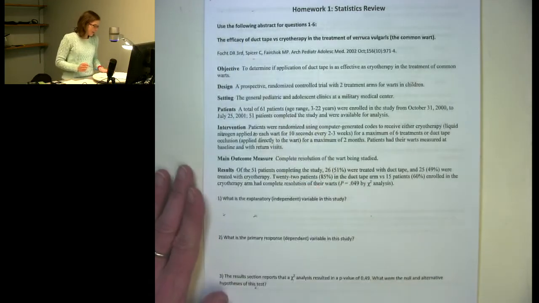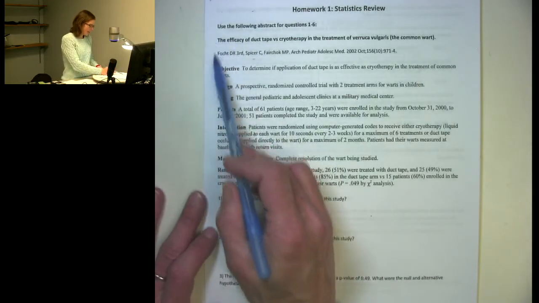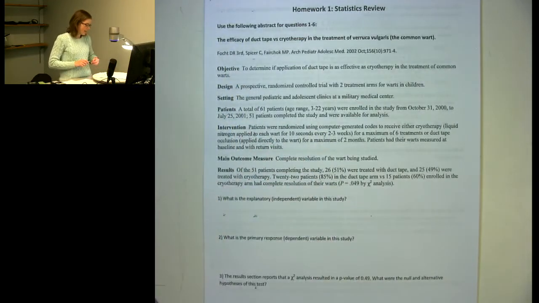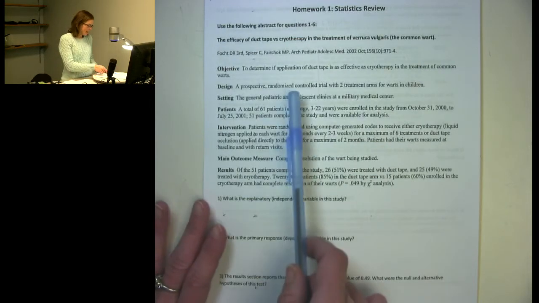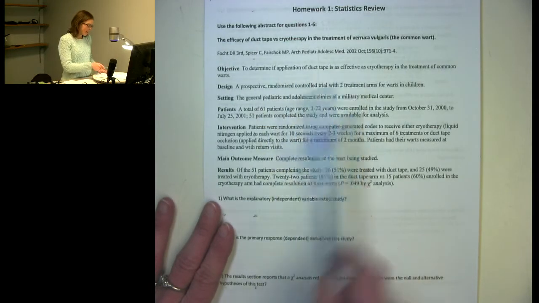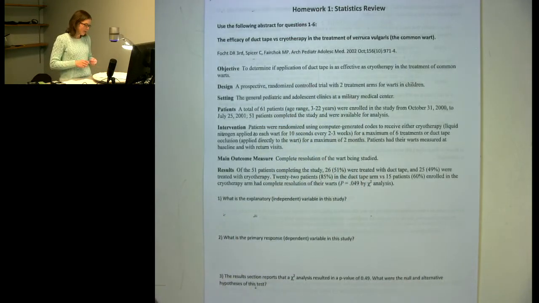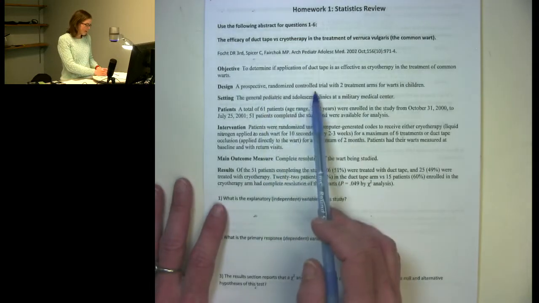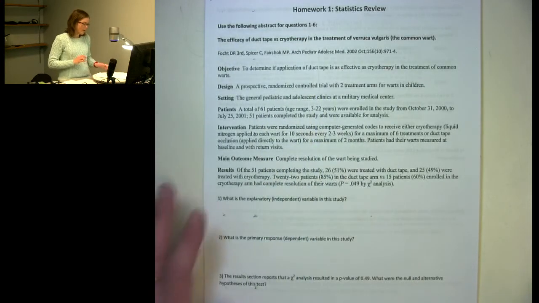The first 6 questions were related to this abstract about a study looking at the efficacy of duct tape versus cryotherapy, which is freezing, in the treatment of common warts. The objective of the study was to determine if the application of duct tape is as effective as cryotherapy in the treatment of the common wart. The design used a prospective randomized control trial with 2 treatment arms for warts in children.